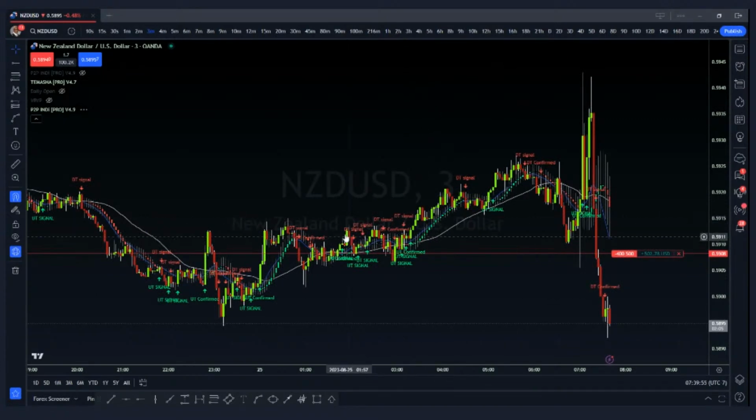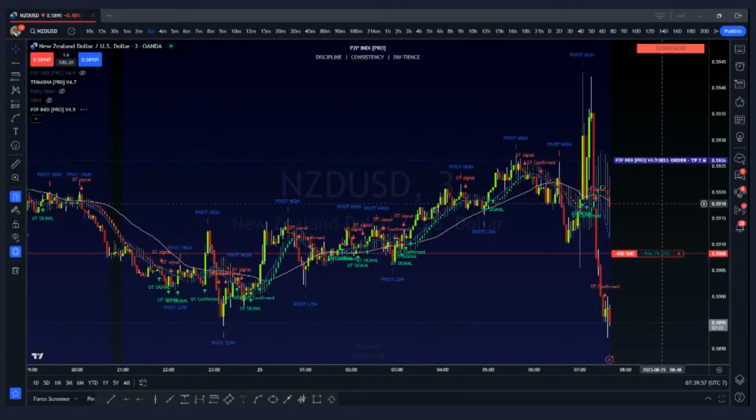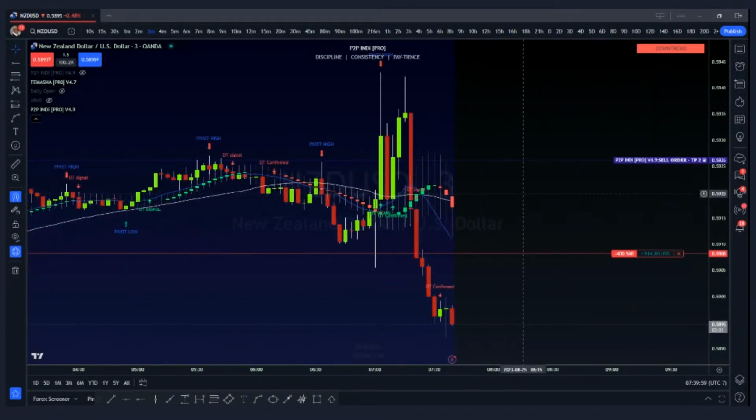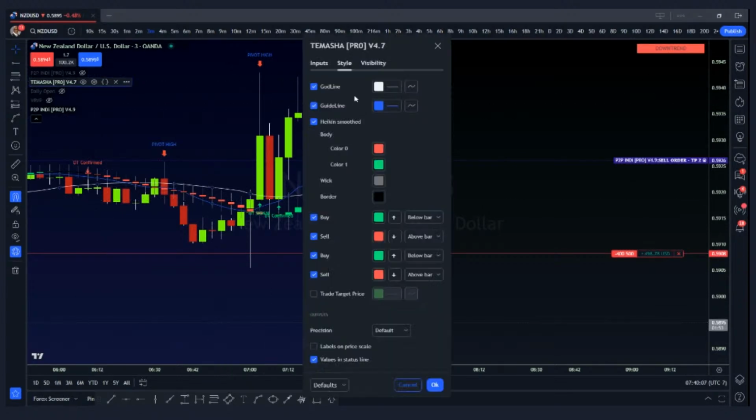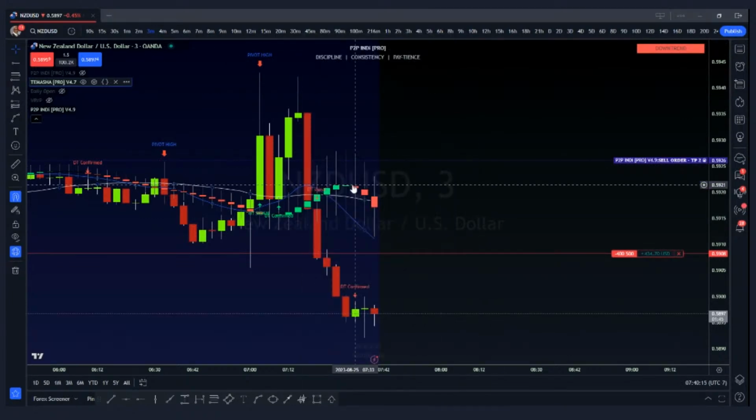So I got this from way back here. So I'll just use a current one. That'll be more fun for you guys. So all I do is, if you guys can look here, let me get rid of some stuff. So we have the white line right here, which we call the God line. And then the blue one is the guideline. And then we have Heikin-Ashi smooth right here. These candles are called Heikin-Ashi smooth candles.